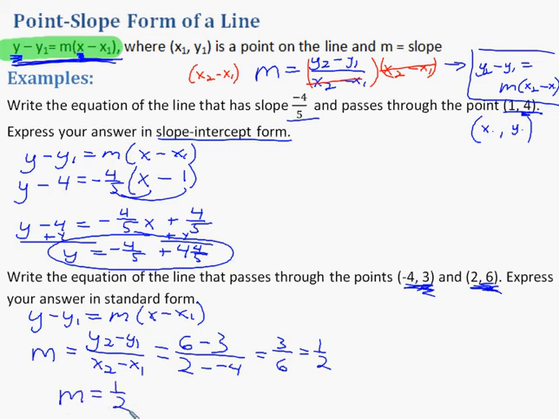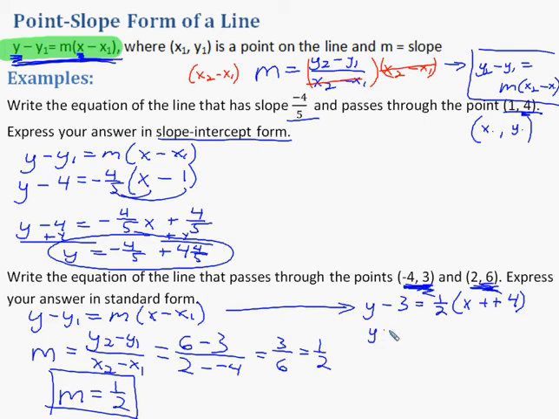Now we're back to doing something like the previous example, where we have our slope and we can plug this into point-slope form. From here, I'll go ahead and use this first point as the point we're going to work with. So we have y minus our y value, 3, equals the slope, which is 1/2, times x minus negative 4. And we realize that changes to plus.